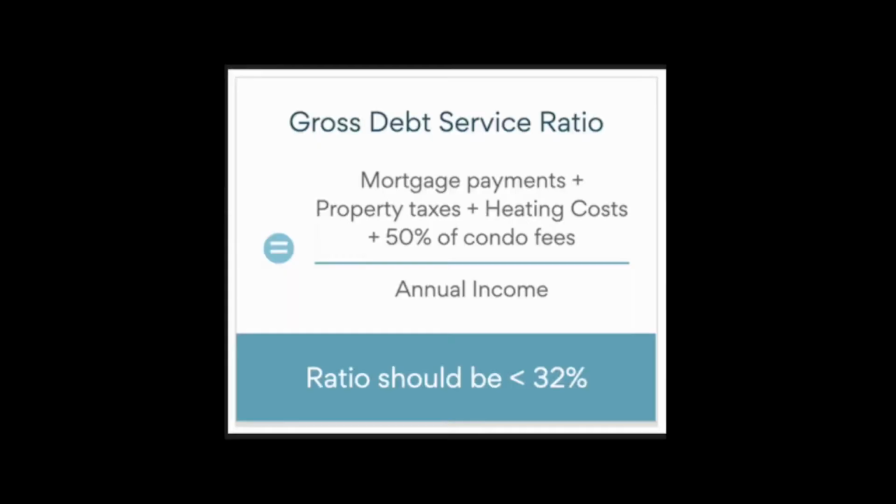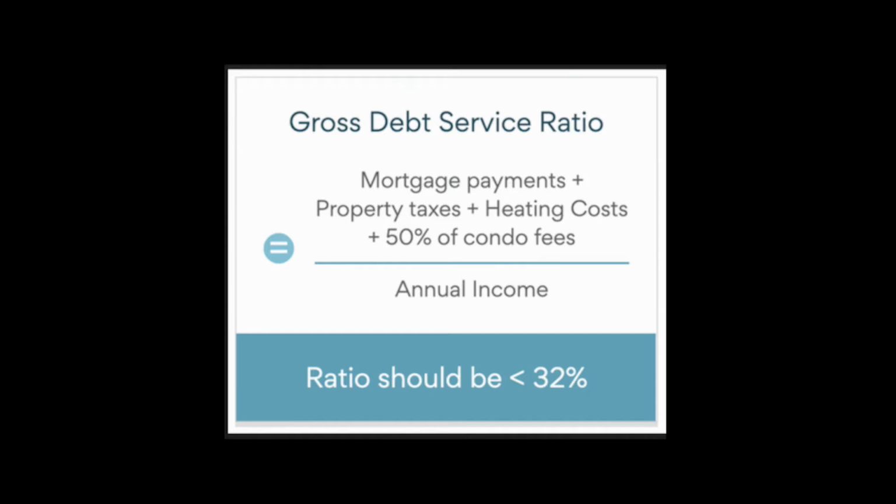So very quickly, I'm going to go through how GDS is calculated. That's the first part. GDS uses an equation that stands for PITH, P-I-T-H. The P and I stand for principal and interest, so that's the mortgage payment that you're going to be making. T stands for your taxes, and the H stands for the heating. So PITH is your principal and interest plus your taxes plus your heating.